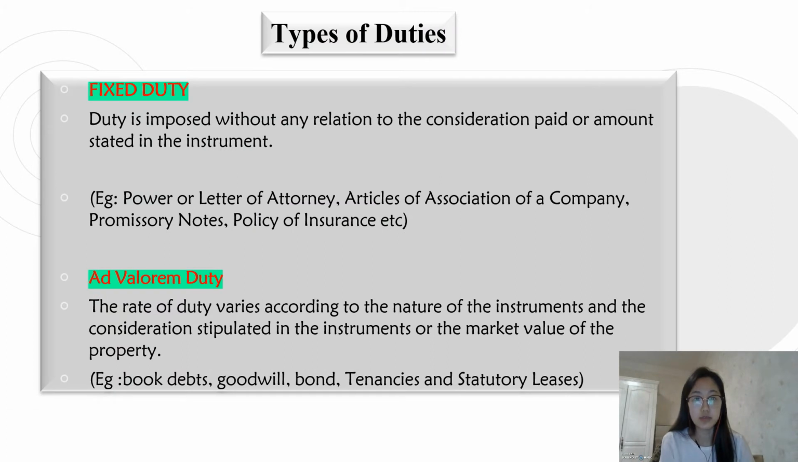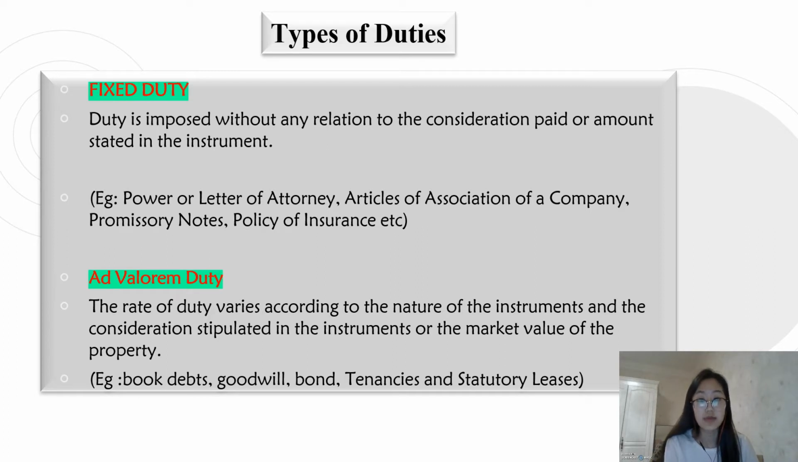Next is the types of duties. There are two types, which are the fixed duty and the ad valorem duty. For the fixed duty, duty is imposed without any relation to the consideration paid or amount stated in the instrument. For example, the power or letter of attorney, articles of association of a company, promissory notes, and policy of insurance.